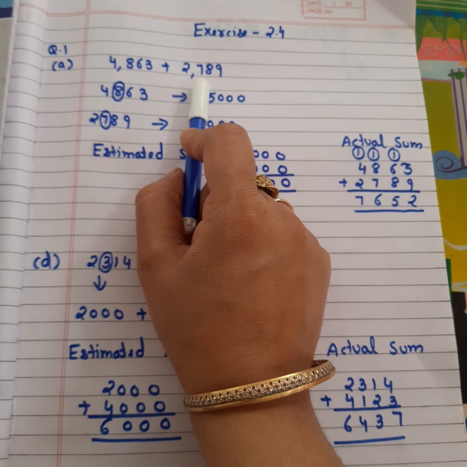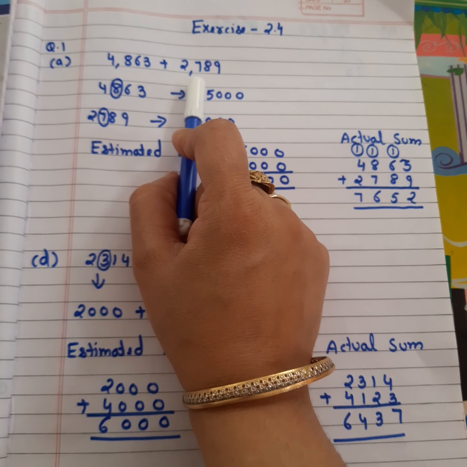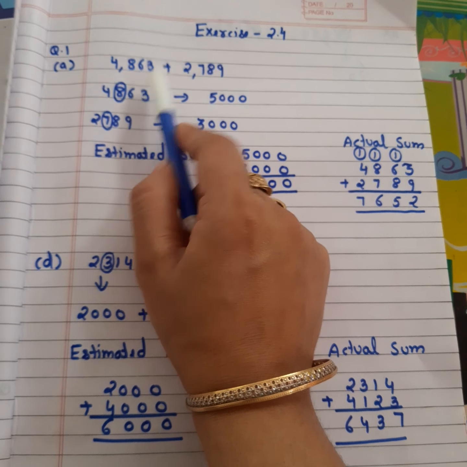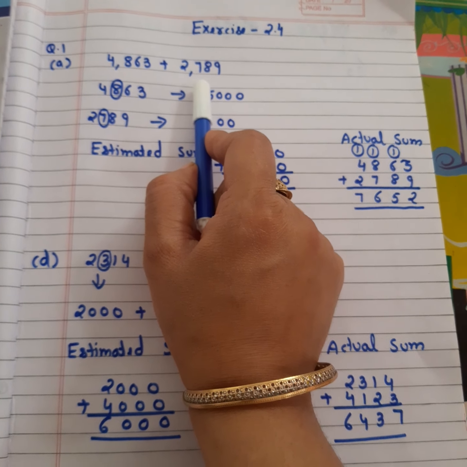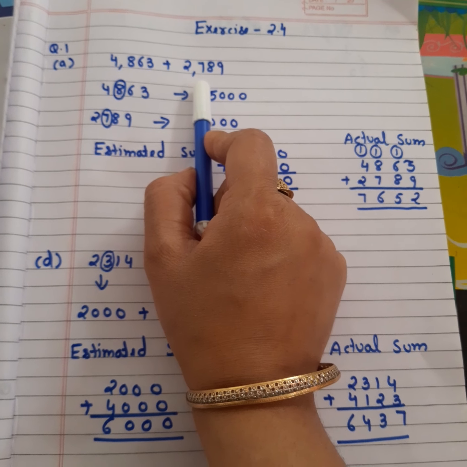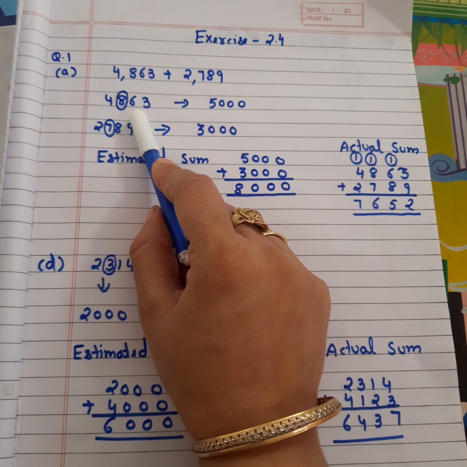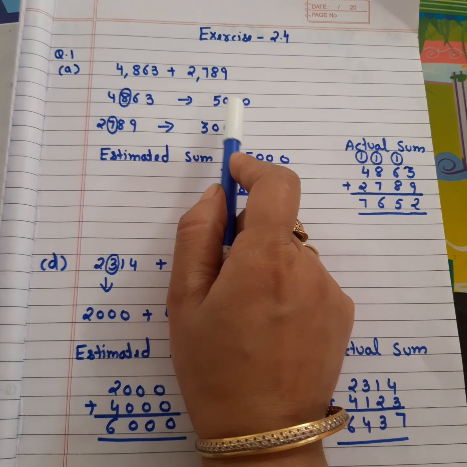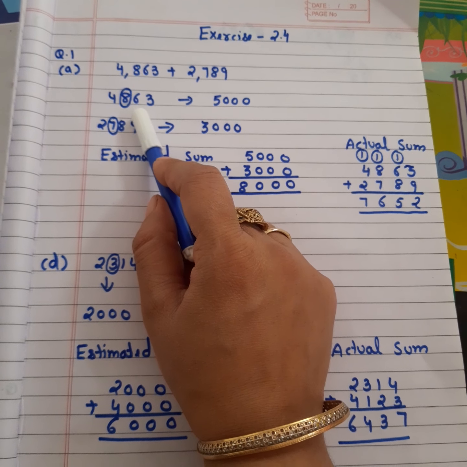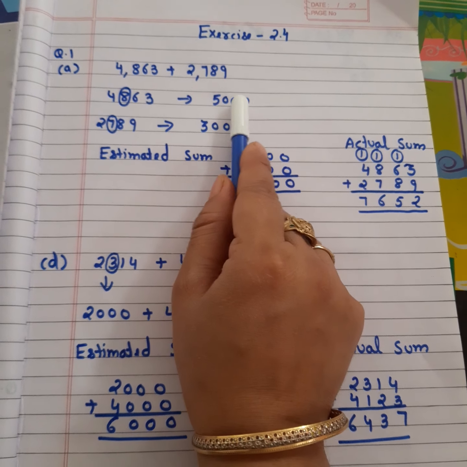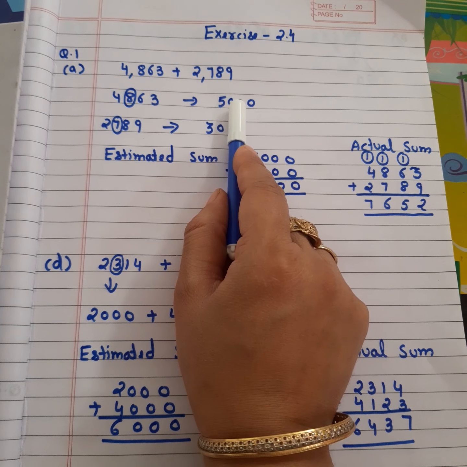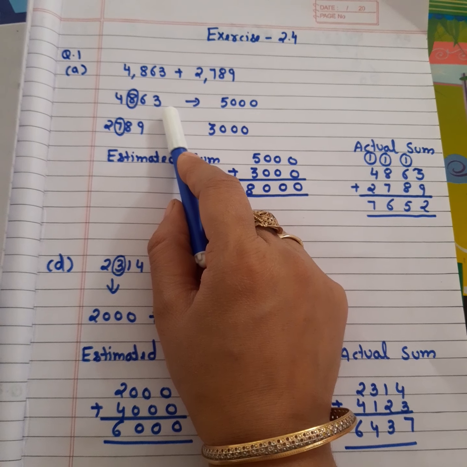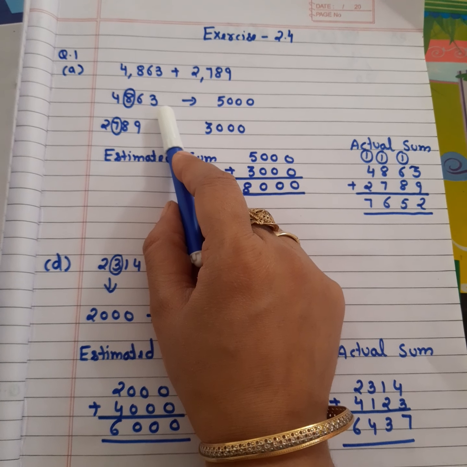4863 and 2789. What you have to do is calculate the estimated sum and the actual sum of these two numbers. For calculating the estimated sum, we have to estimate the values of these two numbers, which means to round off these two numbers. And it is better to round off the numbers as per their highest place value.